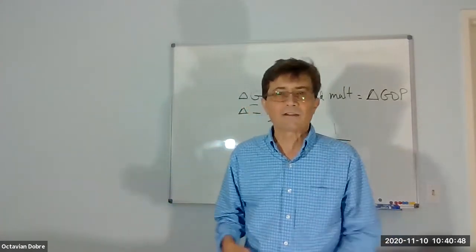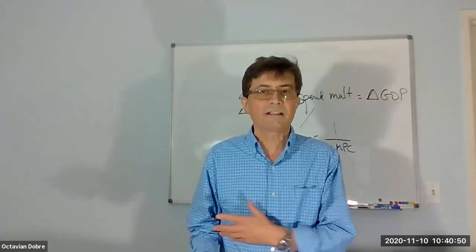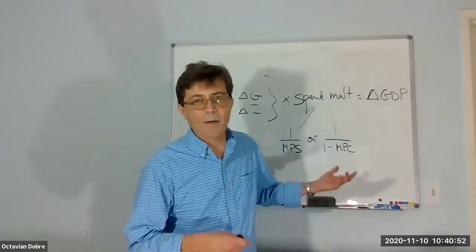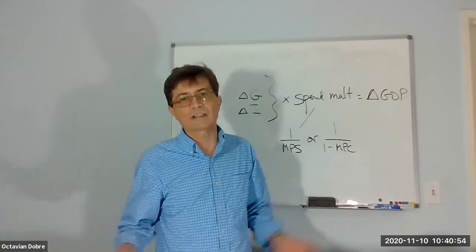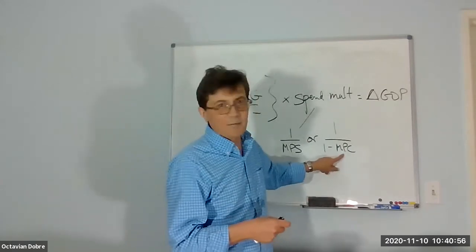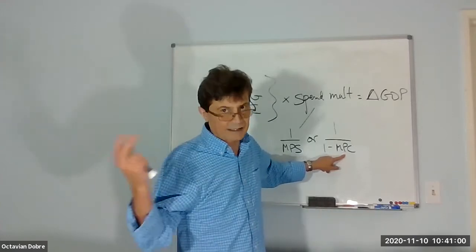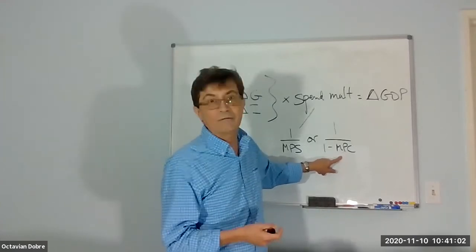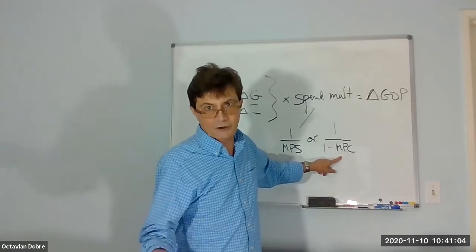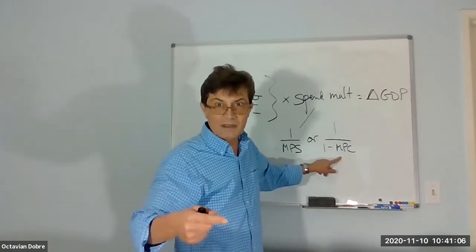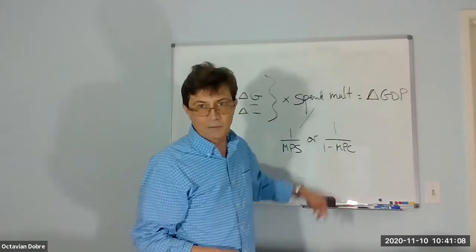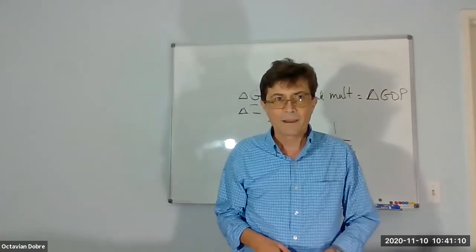Then there was a question about if MPC decreases or increases, what happens to the multiplier? Just give yourself an example. Change the MPC. MPC is 0.9, you're going to see that the multiplier is 10. MPC is equal to 0.5, the multiplier is 2. So you see that if the MPC decreases, then the multiplier also decreases.